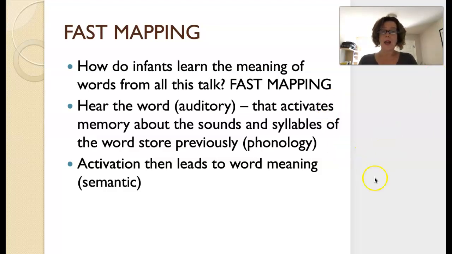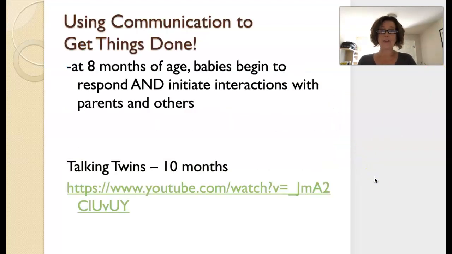Okay, again, this is using communication to get things done. So at 8 months of age, kids have already picked up the lilt of the language, the nuance of the language. They are starting to realize at this point that these weird sounds that we're making actually will help them get what they want.